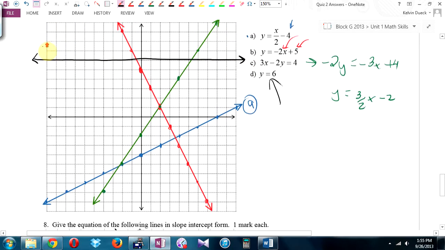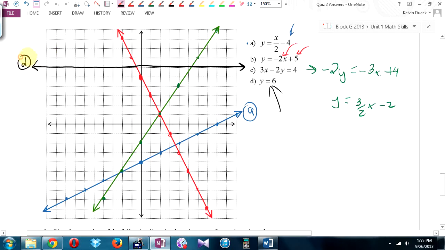And I forgot to label letters. So this is line D. This is line B. And this is line C. Generally, I mark these a half mark for the correct y-intercept and a half mark for the correct slope. But of course, if you got the right line, you're fine.